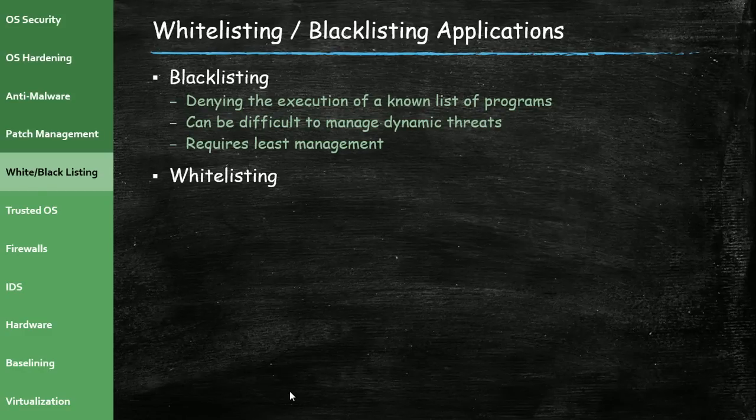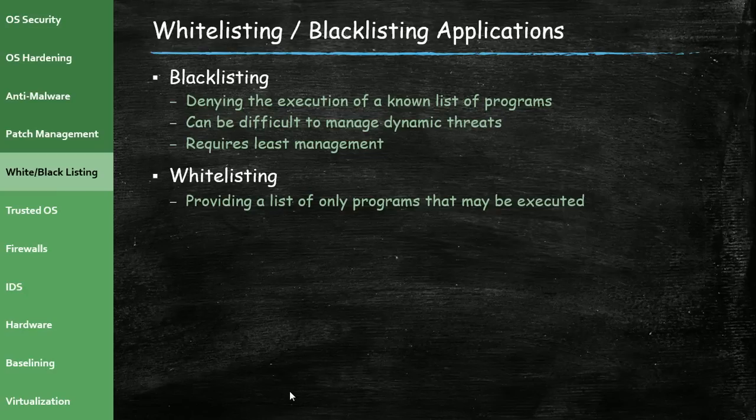But that leads us to whitelisting, which is sort of the opposite. With whitelisting, we're basically providing a list of programs that are allowed to be executed. So it's an allow list. Instead of a list of things we're going to deny, we have a list of things we're going to allow. Anything that's not on that list, we're not going to allow on the network.